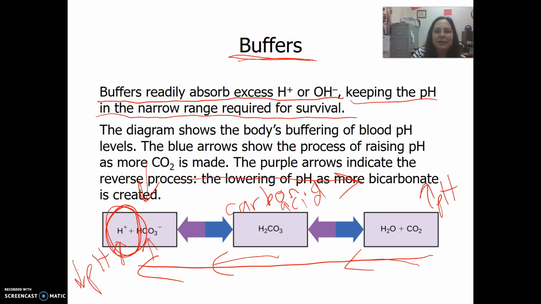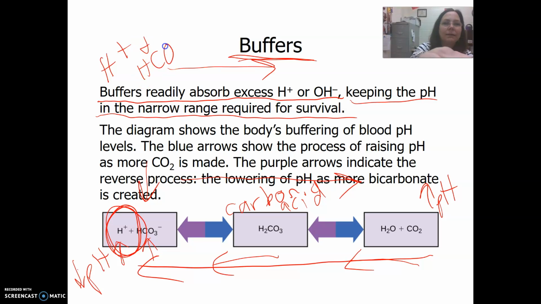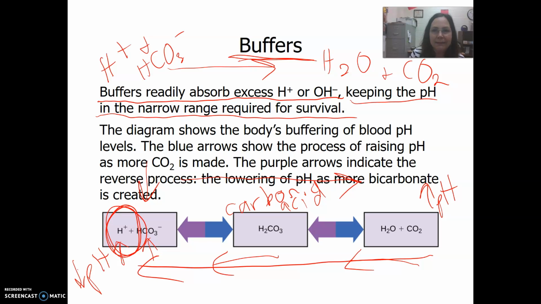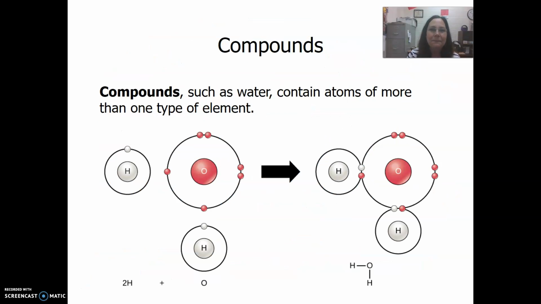Now, if you go back to this reaction, it just depends on which way the reaction went. If the reaction proceeds to the right, then the reactants are hydrogen and bicarbonate, and the products eventually are water and carbon dioxide. But then if it goes the other way, the reactants are water and carbon dioxide, and the products are hydrogen and bicarbonate. So it depends on which way the arrow is. Whatever the arrow is pointing at is the product, okay?